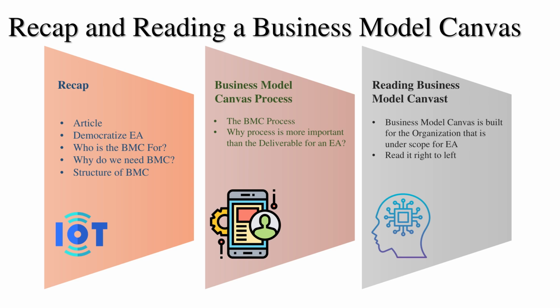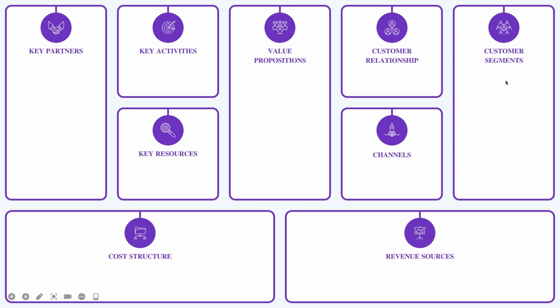So let's look at reading the enterprise architecture business model canvas. The business model canvas is read from right to left. It is a very customer focused document. You first want to define your customer segments here. And at times what you will learn is that different departments have a different understanding of what the customer segments are, and at times there is absolutely no understanding of what the customer segments are.